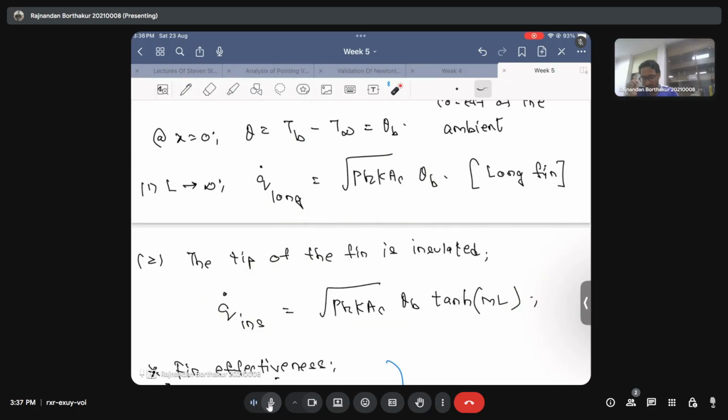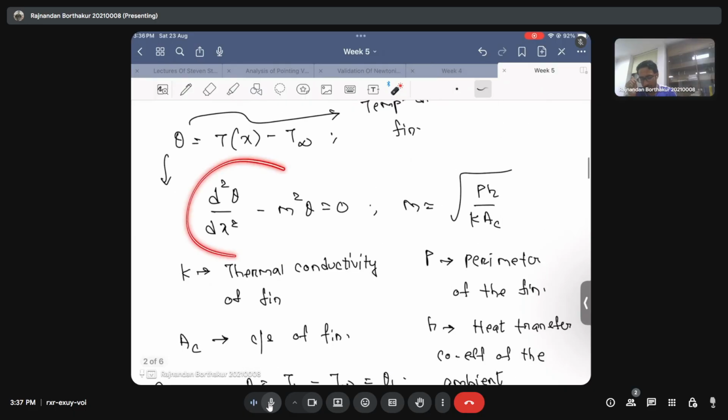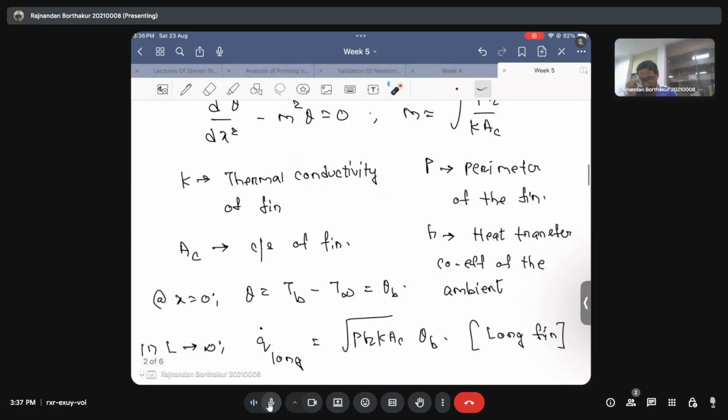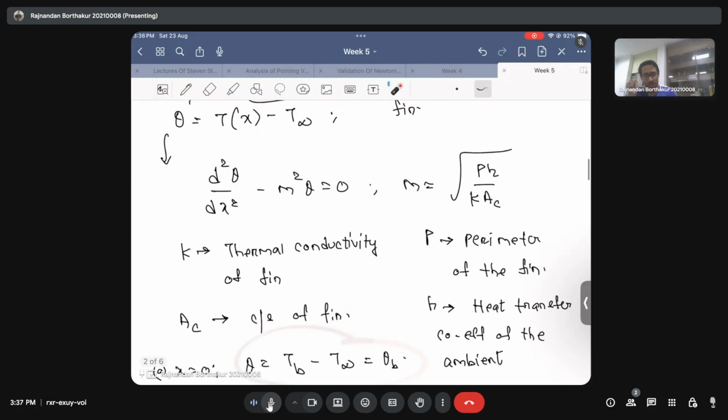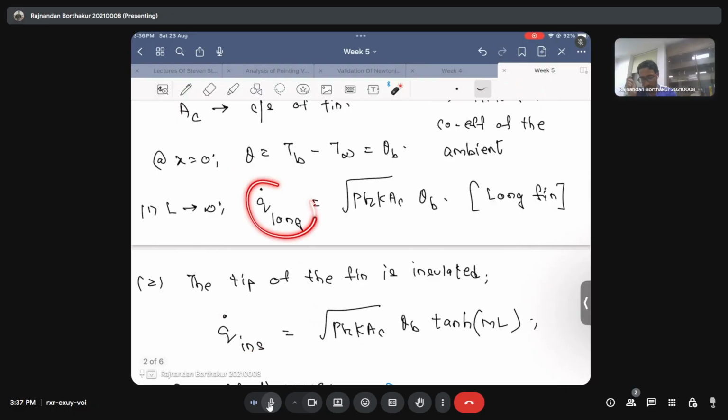The logic is very simple. You need to solve this ODE using two boundary conditions. One boundary condition is always fixed. The other depends on what type of tip you have. It's a second order ODE, so just solve for theta. After you get theta, just apply Fourier's law. That will give you the rate of heat transfer, these rates of heat transfer that we are talking about here.